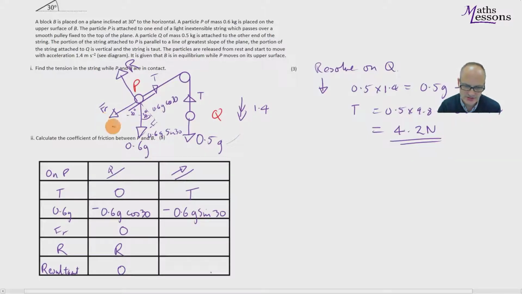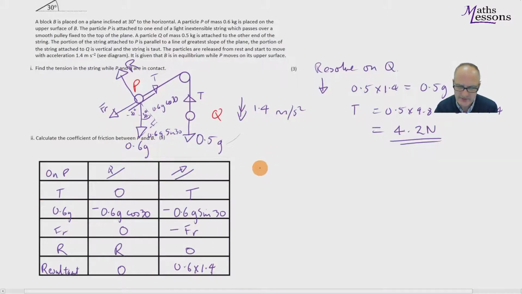How much of friction is acting down the plane? All of it acts down the plane. Note the negative sign because it's down the plane. This is accelerating this way, so therefore the friction must oppose this motion. The reaction is going to be 0, and the resultant force is going to be ma. Now we know m is 0.6, and we know a is 1.4 meters per second squared, so that's going to be 0.6 times 1.4.